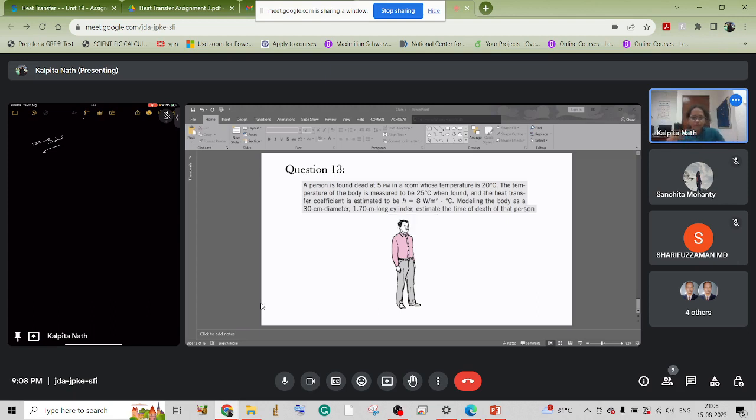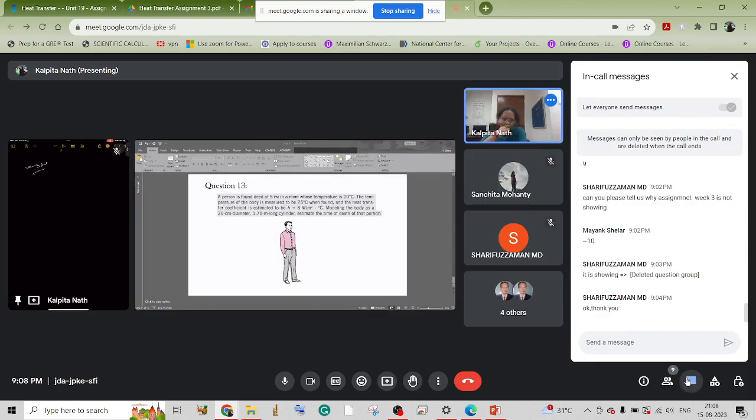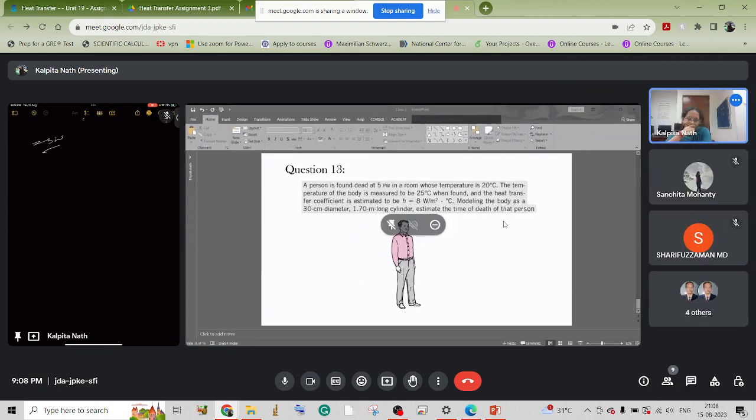Hi, has anyone solved? Anyone? Okay, I forgot to solve the previous one, right? I've just told you how to solve. Okay. In the meantime, then let me solve the previous question.